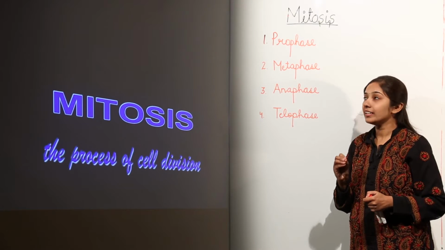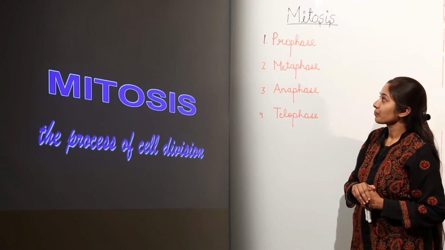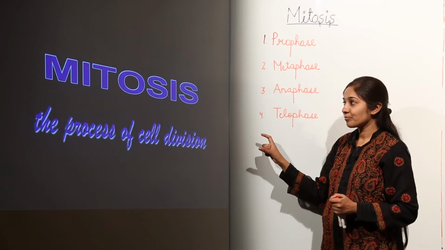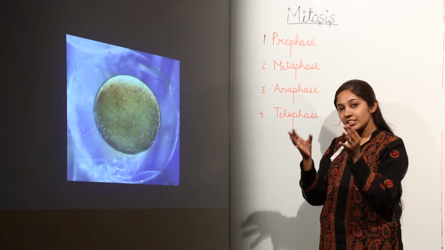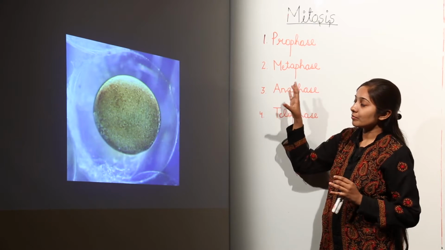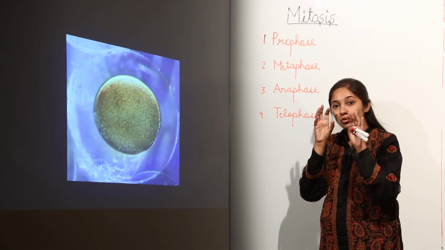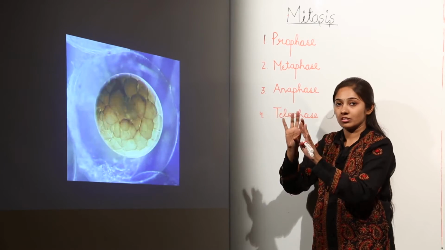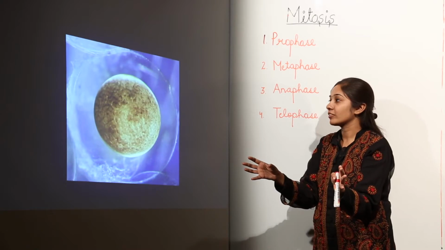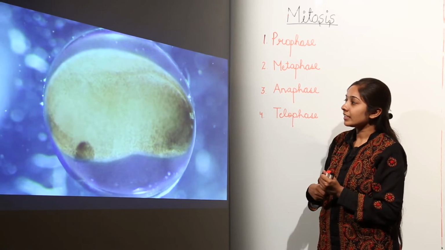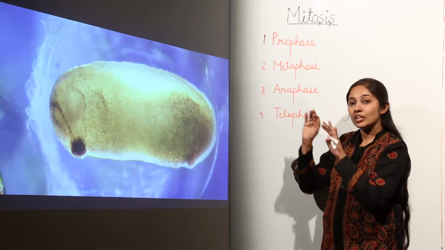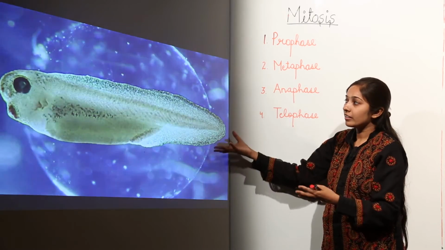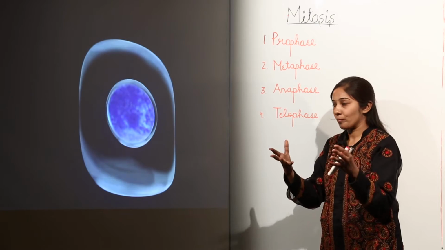Now let us begin with mitosis. As you all know, mitosis is a process of cell division. It is also known as equational division because when mitosis occurs, the amount of genetic material, the number of chromosomes, is the same in both the cells which are formed after mitosis. So basically mitosis is equational division, and it is done to repair and to grow.